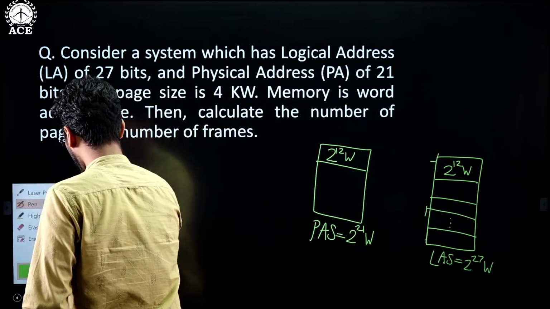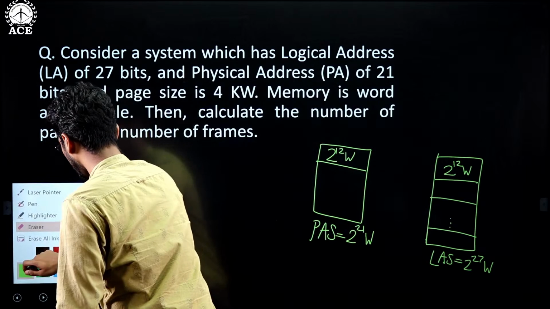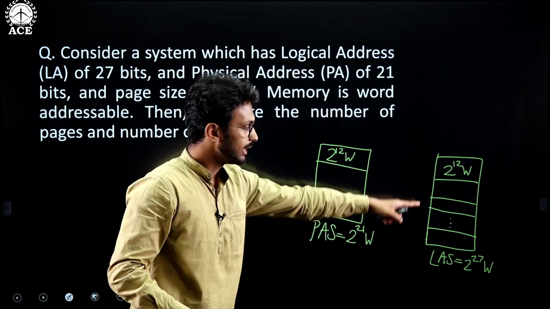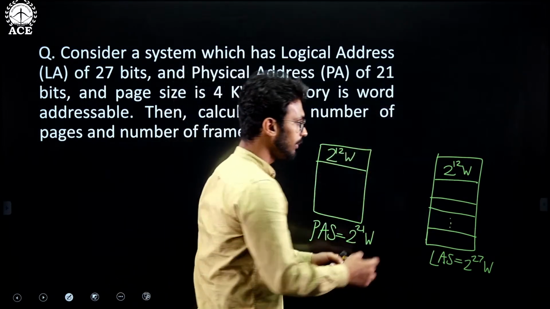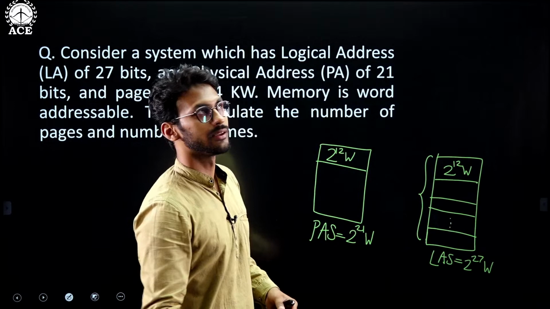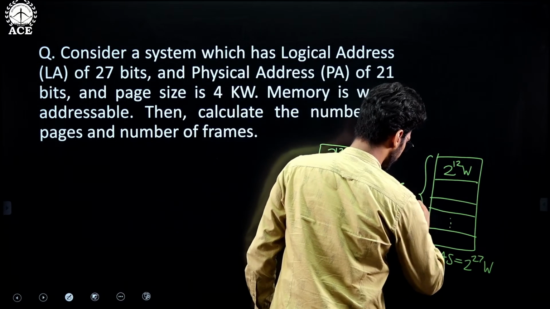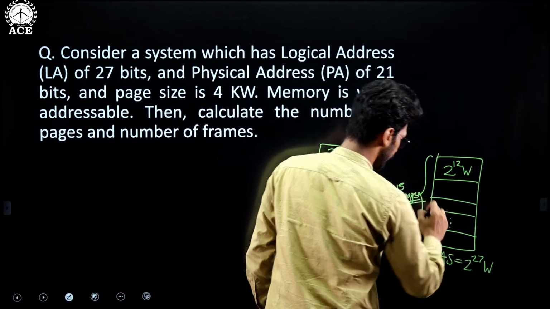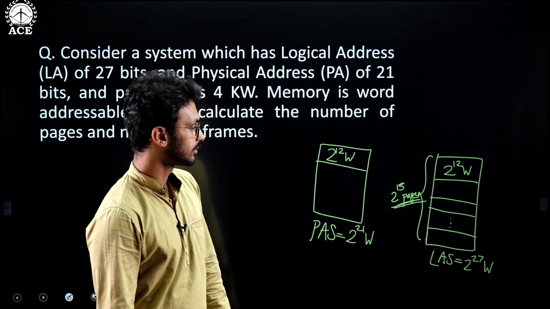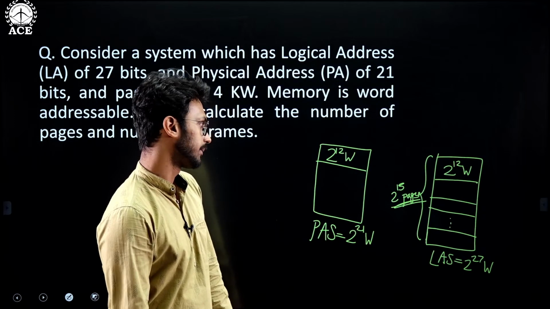To be specific, let me say it explicitly. Logical address space is divided into pages. Each page is of size 2 raised to 12 words. So how many such pages will be there? Obviously 2 raised to 27 by 2 raised to 12. What is 27 minus 12? It is 15. 2 raised to 15 pages. Got it? Correct? 2 raised to 15 pages.